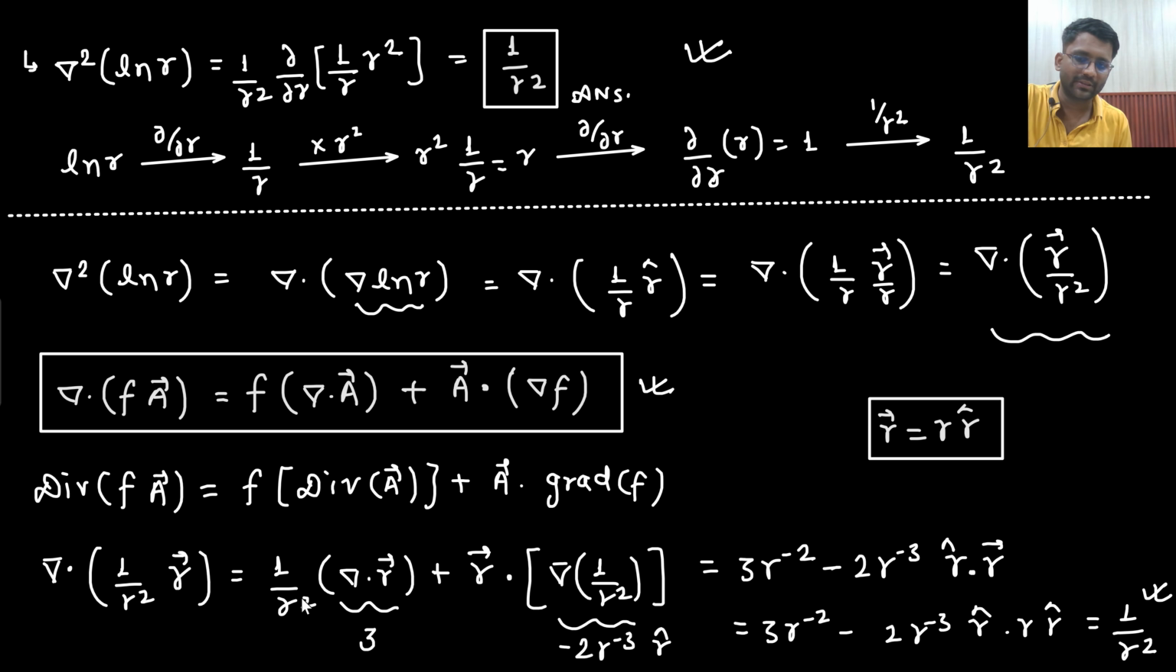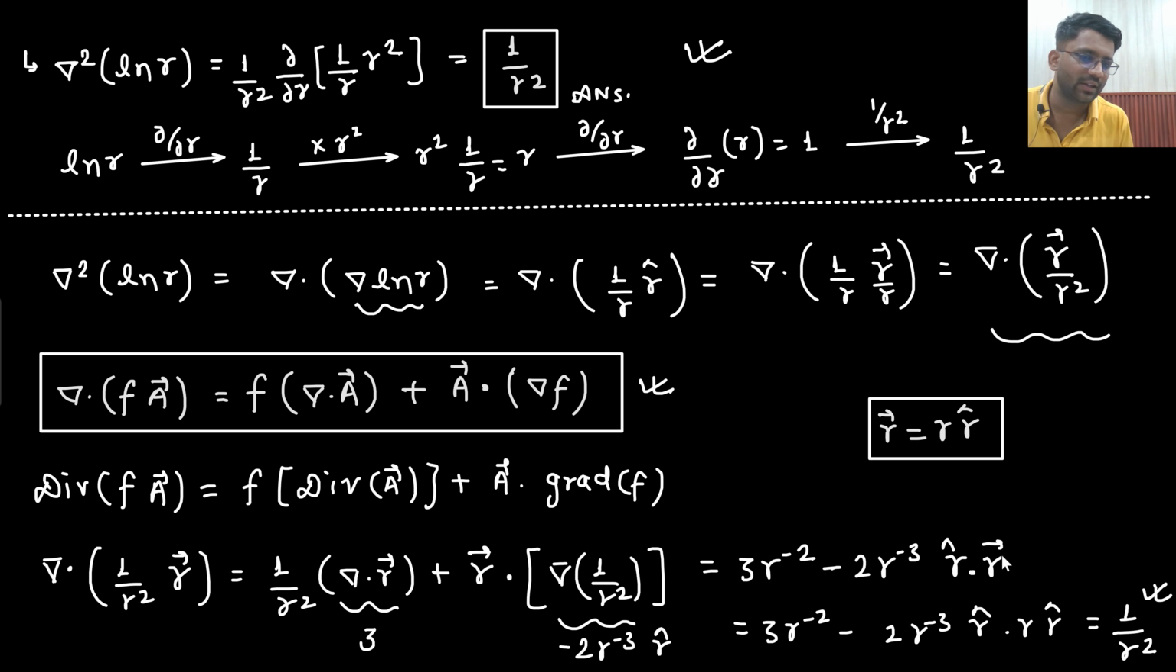I hope it is not very much difficult for you. Here it is 1 by r square coming outside. This answer will be 3 by r square. Then here what you can see is that this r vector is coming outside. So del 1 by r square, this is gradient of 1 by r square. So you will get the answer. Gradient of 1 by r square will give you minus 2 r to the power minus 3 r cap.